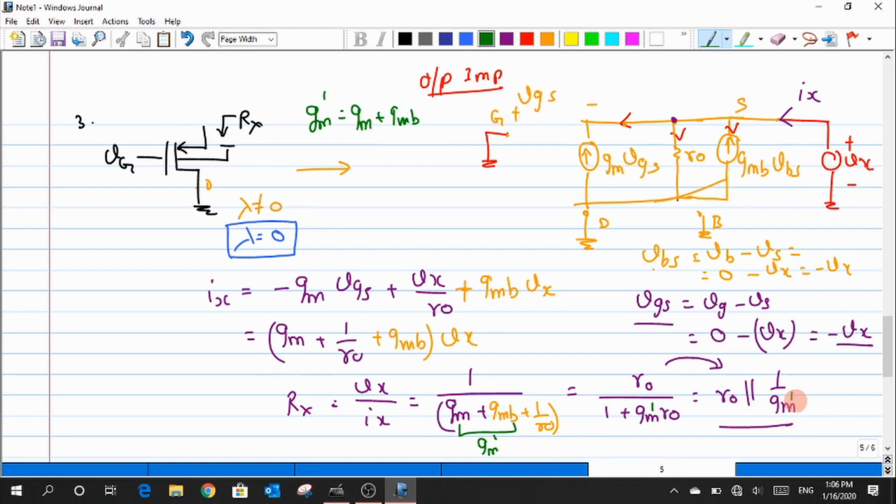Or if you really want to express it not in terms of Gm prime, then I can further write this as R naught in parallel with 1 by Gm in parallel with 1 by GMB. Is that clear? Any doubt? Can we move on?